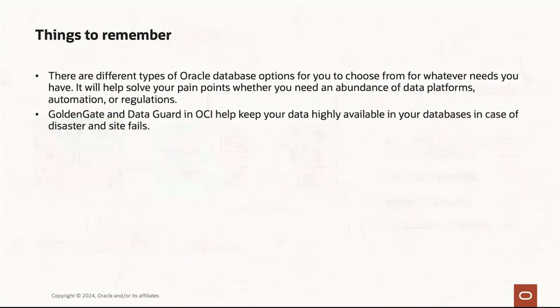And then just a few things to remember before I hop into the console: there are different types of Oracle database options for you to choose from. Winnie covered some of them, like Exadata, Oracle-based database, autonomous. There's a lot of different services there. Also, you have Golden Gate for replicating and integrating your data. You also have Data Guard for disaster recovery that you can leverage.